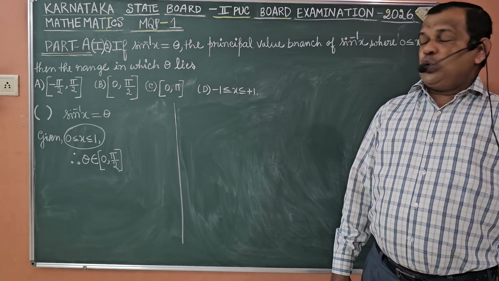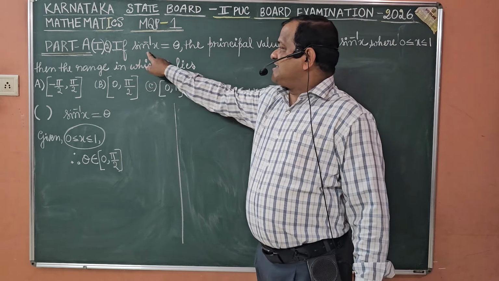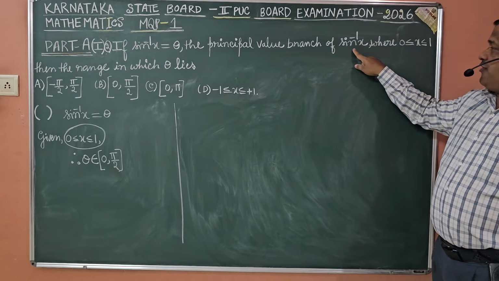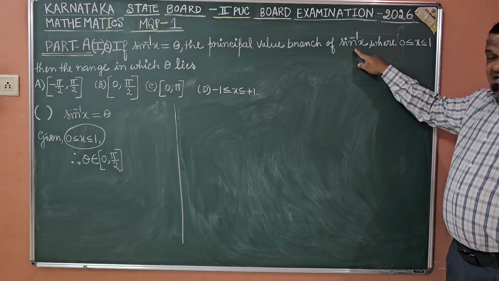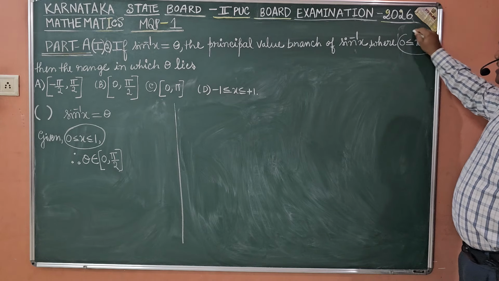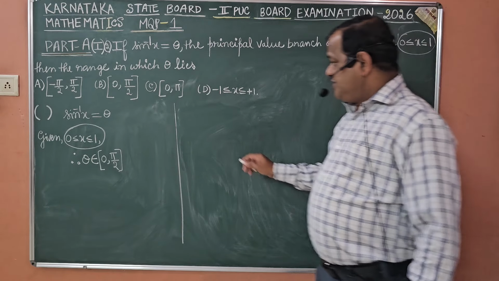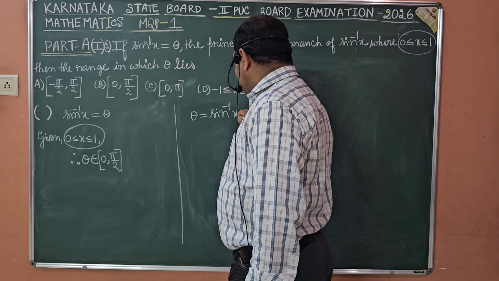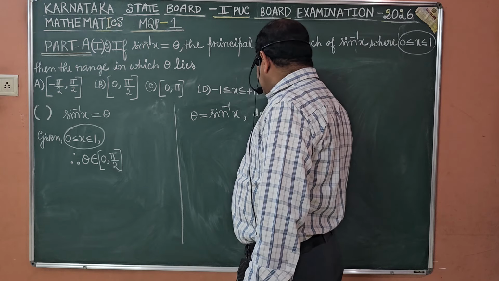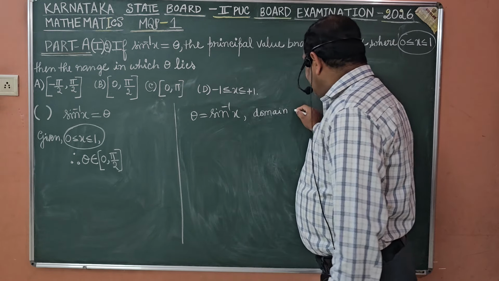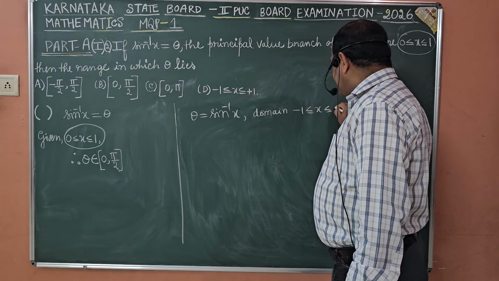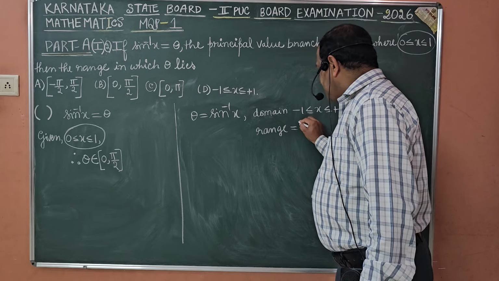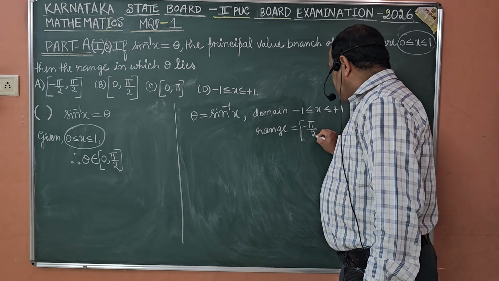Here is the second MCQ. If sin inverse X is equal to theta, then the principal value branch of sin inverse X. But there is a condition given. The actual definition is this. If theta is equal to sin inverse X, then the domain is minus 1 less than or equal to X less than or equal to plus 1. If this is the domain, then the range is the closed interval minus pi by 2 to plus pi by 2.